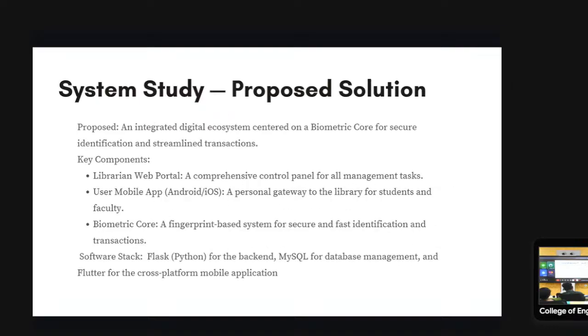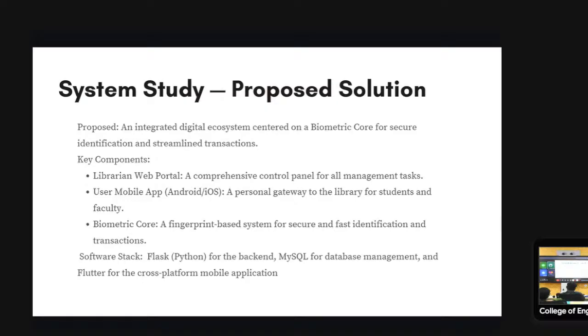So there comes our proposed solution. What we are proposing is an integrated digital ecosystem centered on a biometric core for secure identification. It includes mainly three components, the first being the web portal. This web portal is available to the librarians, which they use to control user and inventory management. So basically, it is a control panel for all the management tasks.